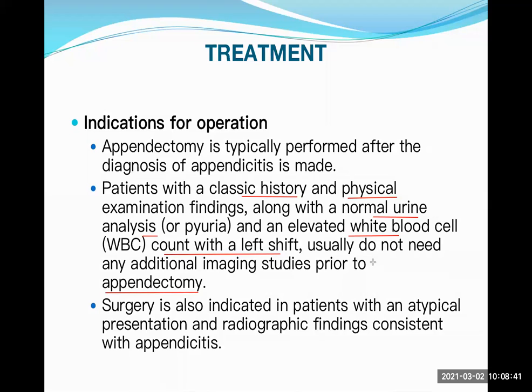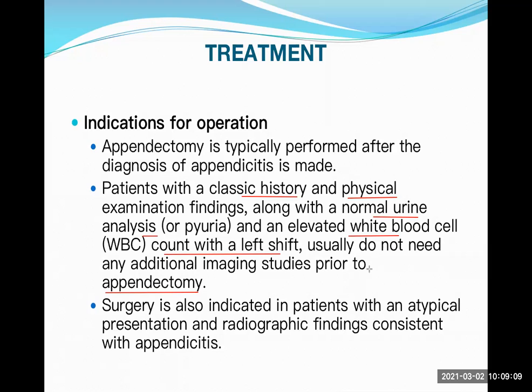A classical history: pain starts from the periumbilical region and migrates to the right iliac fossa. On physical examination, tenderness with rebound tenderness is present. Rovsing's sign is there. Okay, you have done the urine analysis, it is normal. You have done the CBC, it shows increased WBC count with neutrophilia. What else do you need? This is a case of appendicitis. Take the patient to the operation room and open the abdomen.